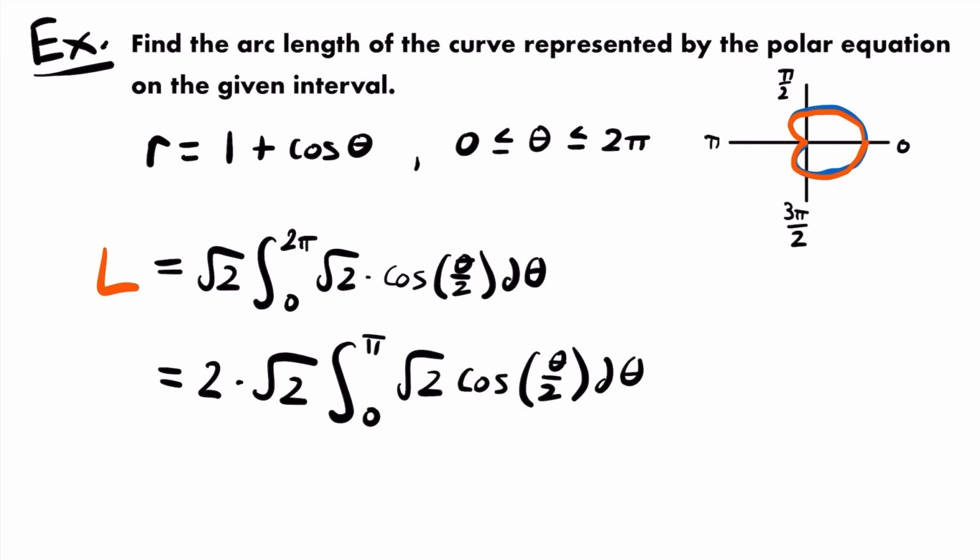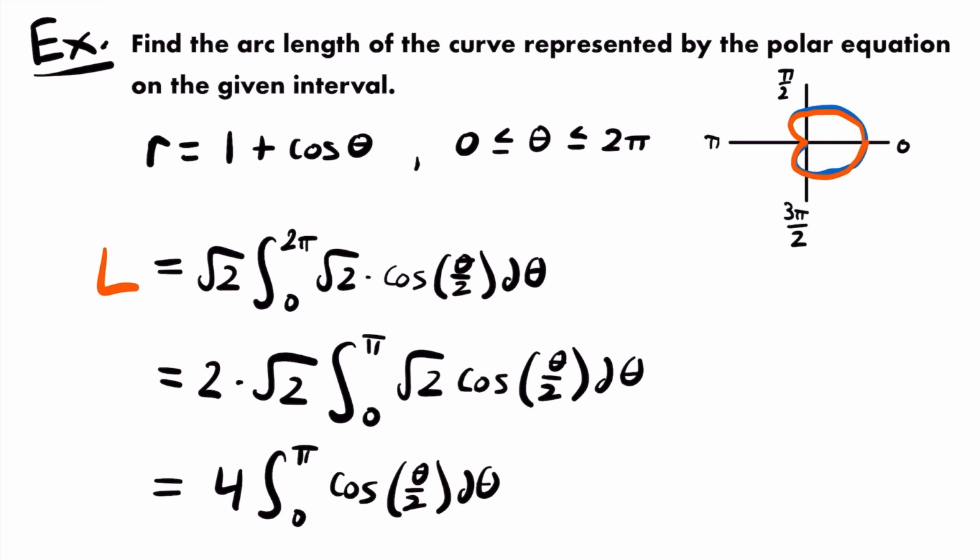Okay, and so I'll start by pulling this square root of 2 to the outside of the integral. So we'll have the square root of 2 times the square root of 2, that's just going to be 2, and then we're multiplying that by 2. So 2 times the square root of 2 times the square root of 2 will be 4. So this is equal to 4 times the integral from 0 to pi of cosine of theta divided by 2 d theta. Now, in order to integrate cosine of theta divided by 2, we do need to use u substitution.